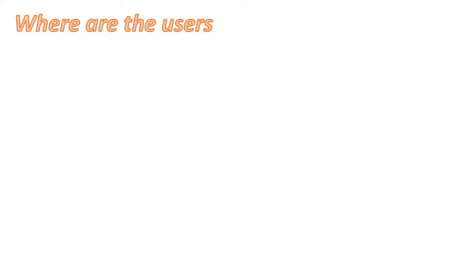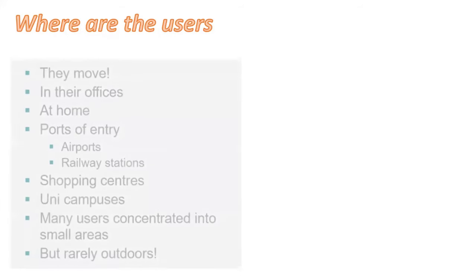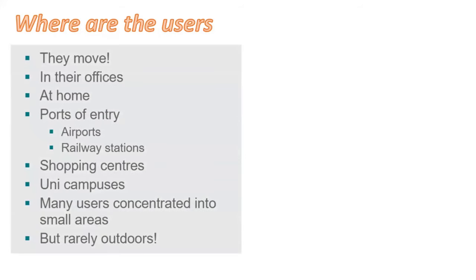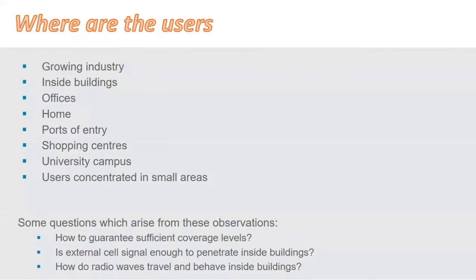So now the question comes, where are the users? Users are everywhere. They move, they're in the offices, at home, maybe at the port of entry of railways, airports, shopping centers, and all these things. But they are mostly inside and rarely outside. So how to guarantee sufficient coverage level inside of the building? Is the macro cell level enough to penetrate inside buildings? And we should also know how radio waves travel and behave inside the building.